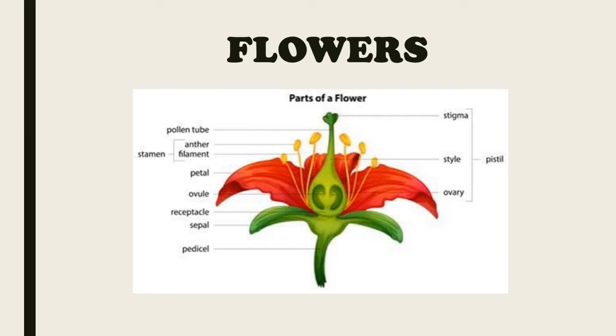Apart from these parts, a flower includes reproductive parts, stamen and pistil. A flower may have only female parts, only male parts, or both parts present in the same flower. The reproductive parts of a flower consist of stamen and pistil.